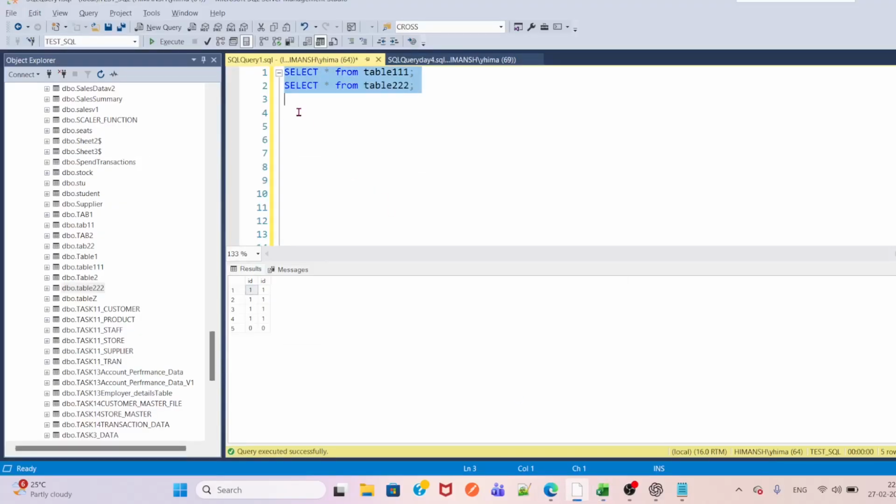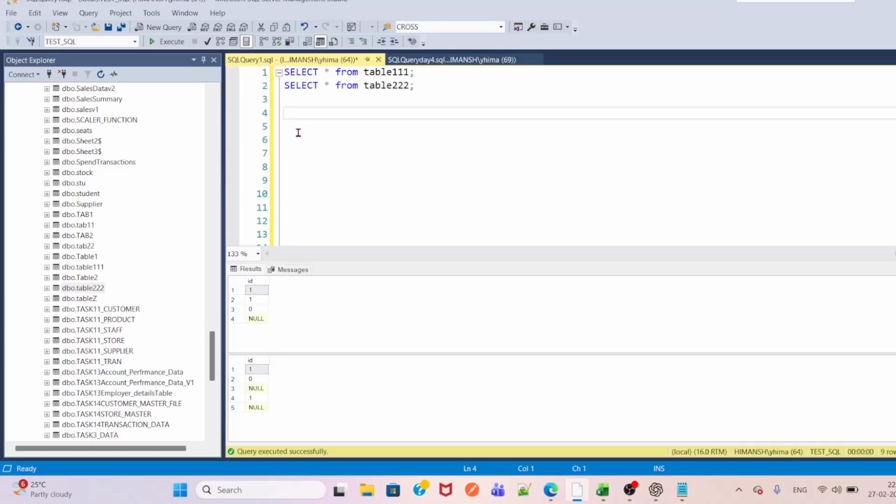Okay, so for the sake of saving some time, I have already created the table. So you can see table 1 and table 2. Let's execute them. So you can see table 1 has 1, 1, 0, null, and table 2 is this one.